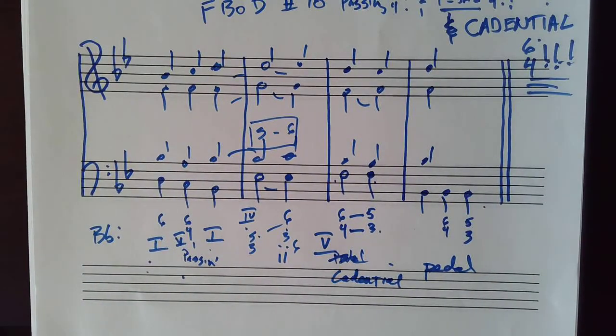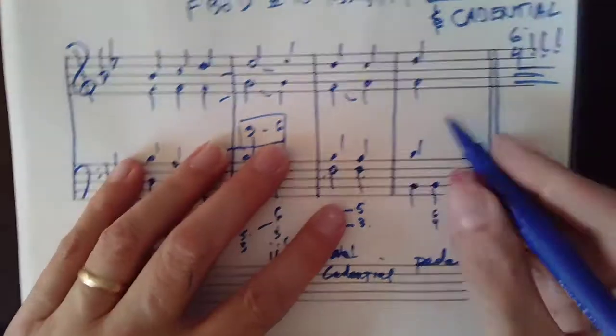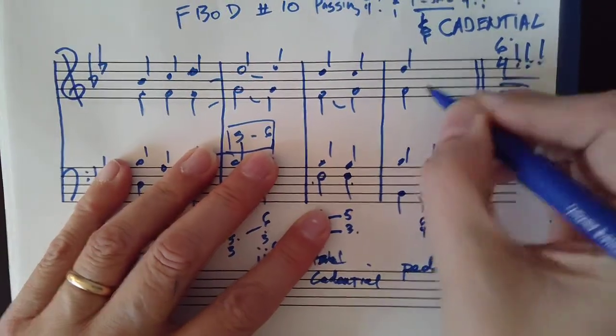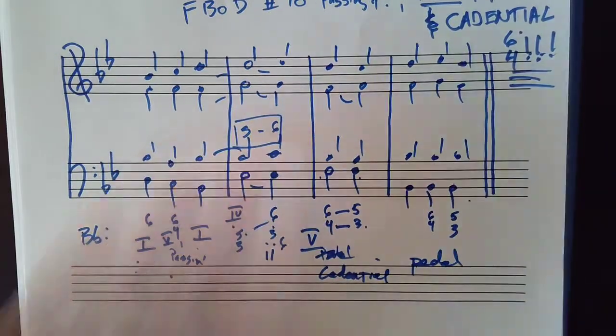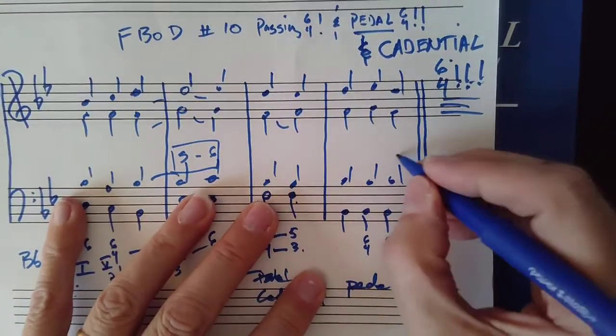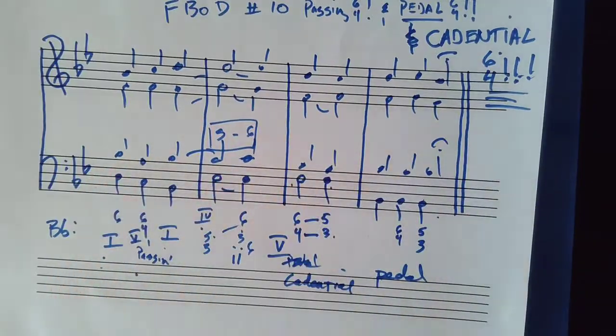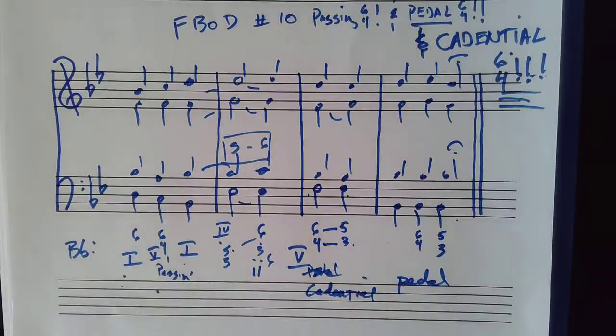Let me play the piece up to this so far. We've got a passing 6/4, cadential 6/4, and then pedal 6/4 to end it. And there you go. Let's put a little fermata over it. And there we go. That's it. So let's hear it again.